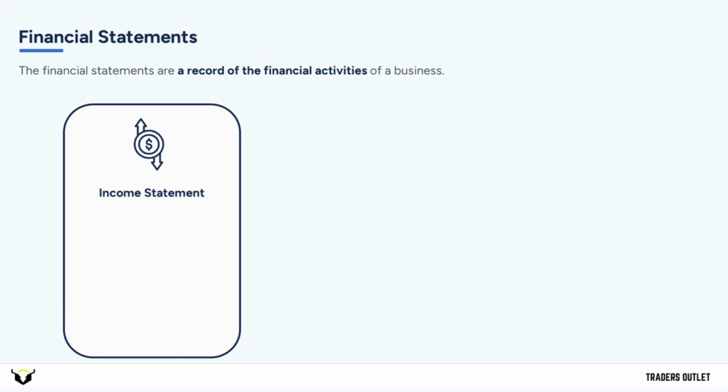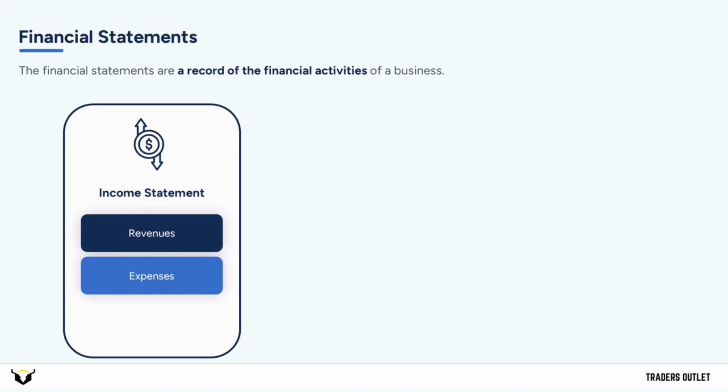This shows what a business has earned as revenues, what it's paid out in expenses, and what's left in terms of profit or loss for a given period. Now, that period typically will be a year.